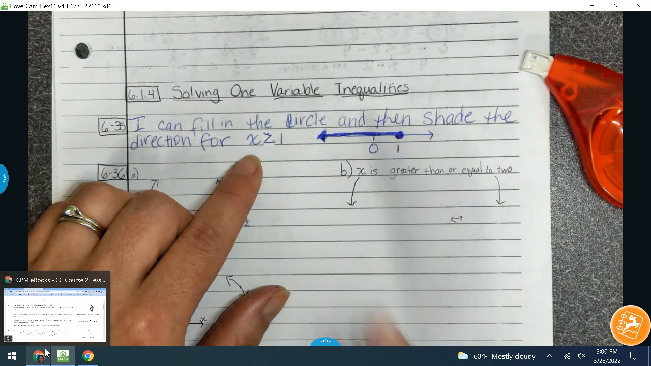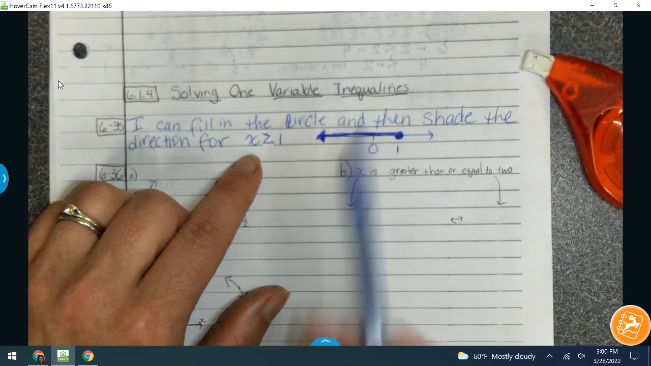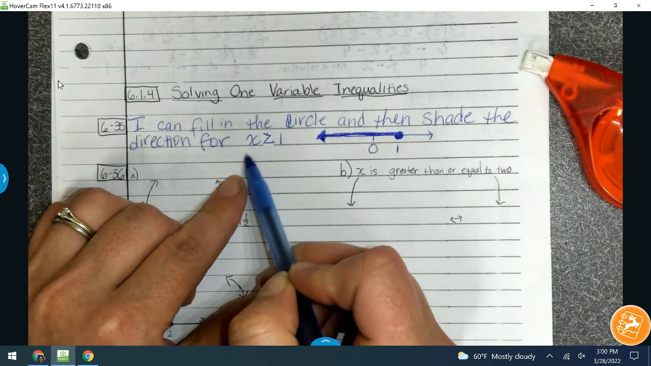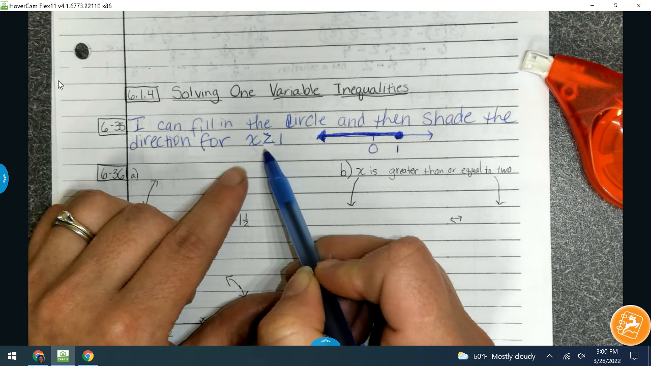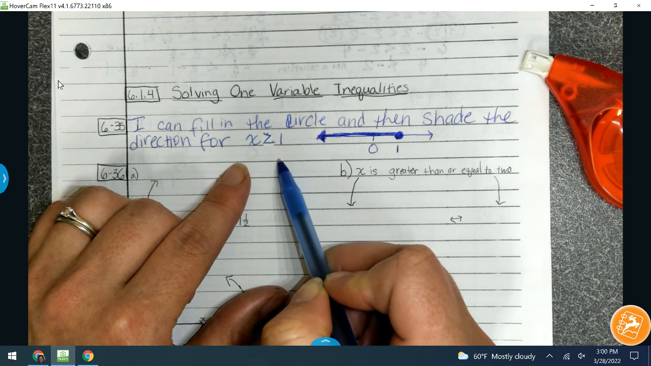The other way, if I don't know which way to shade, is that I can substitute 0 in right here for x. So 0 is greater than or equal to 1.